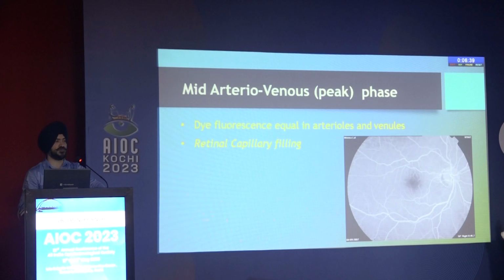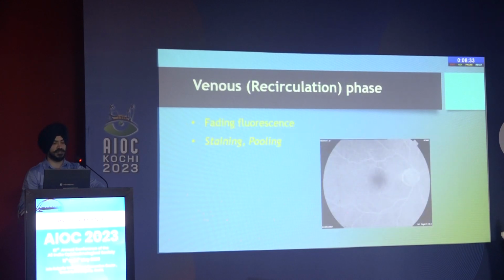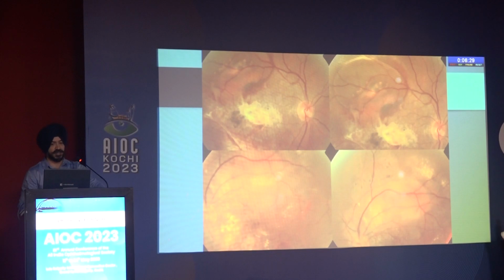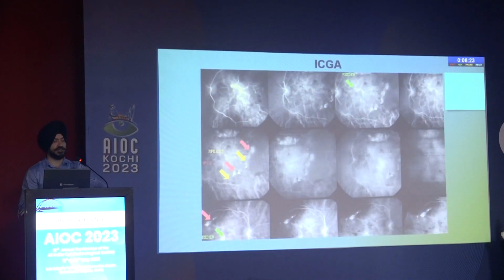Mid phase is the peak phase where we read all the capillary dropout areas. In the late AV phases, we read the leakage. In the venous phase, we look for staining and pooling. There are times when we will be posed with this kind of picture, it's all messed up and the angiogram doesn't provide much clue, and ICG comes to the rescue.